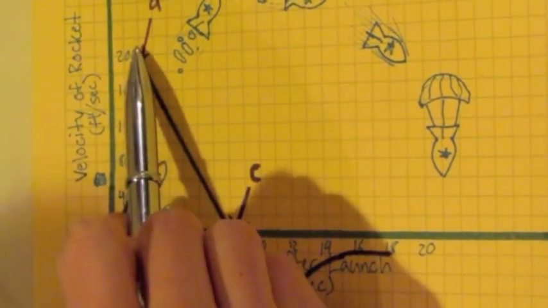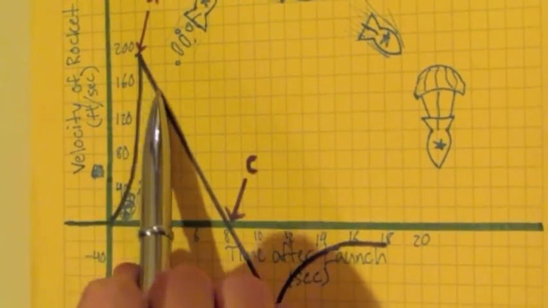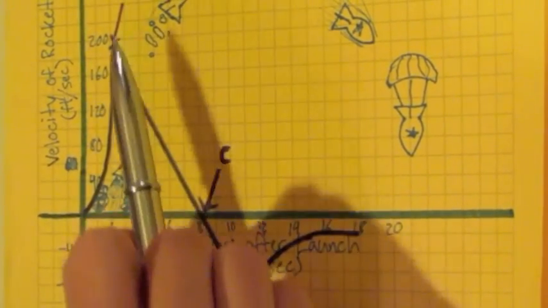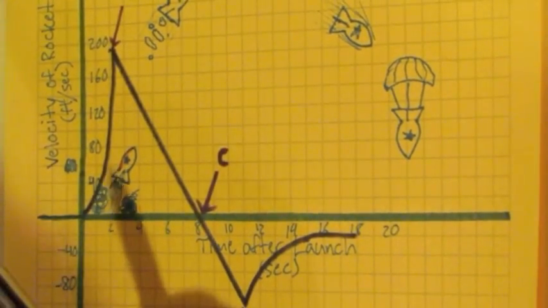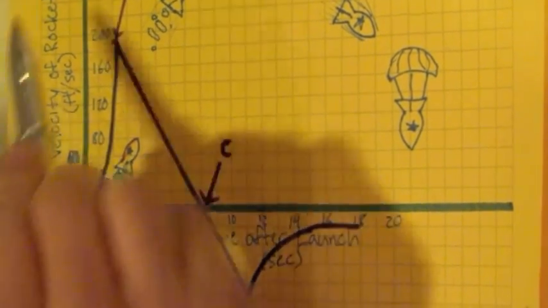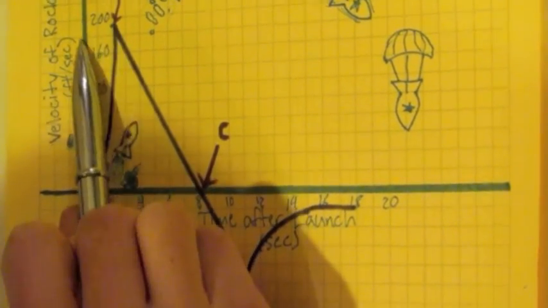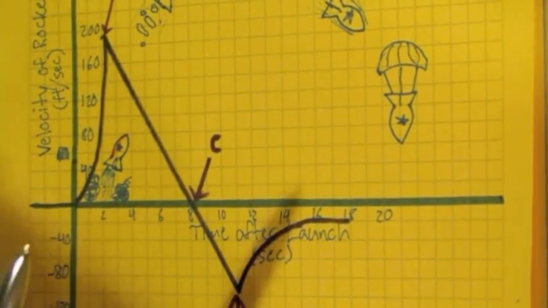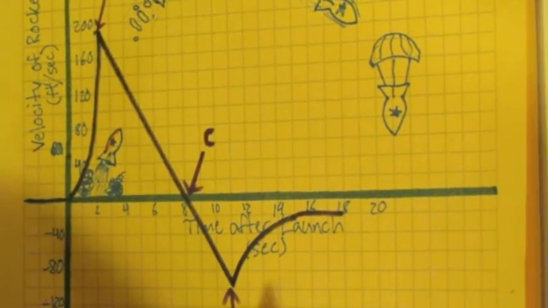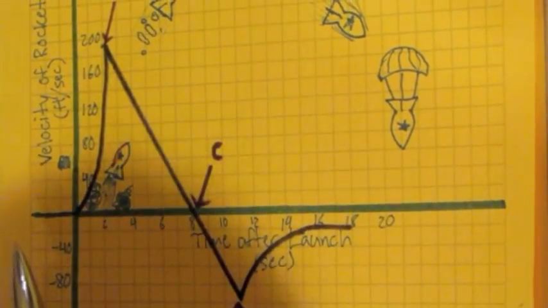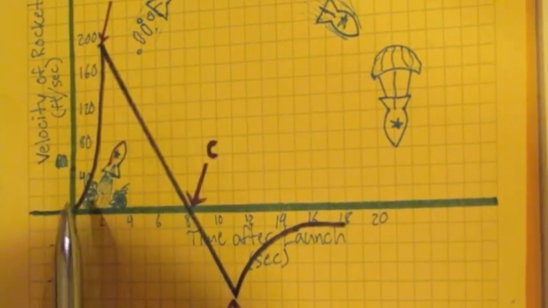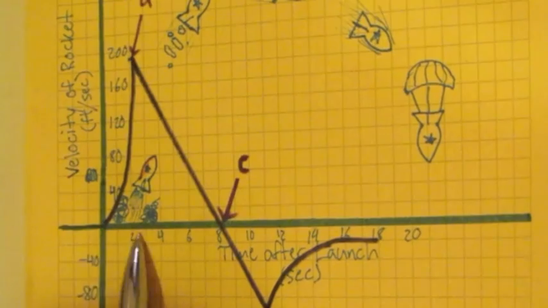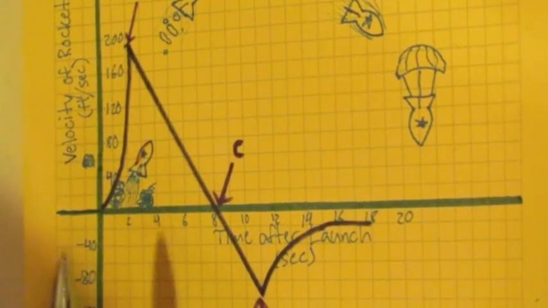So at this point the engine would have cut out, and it would no longer be positive acceleration. So how fast was it going at this point? It'd be about 180 or 190 feet per second. Then one might ask, for how many seconds did the engine burn? And so it would be from here to here, because we decided that this whole part of the graph right there was when the engine was burning. So for about 2 seconds.